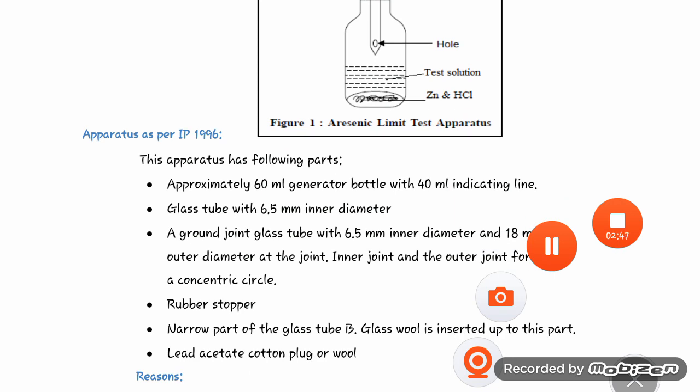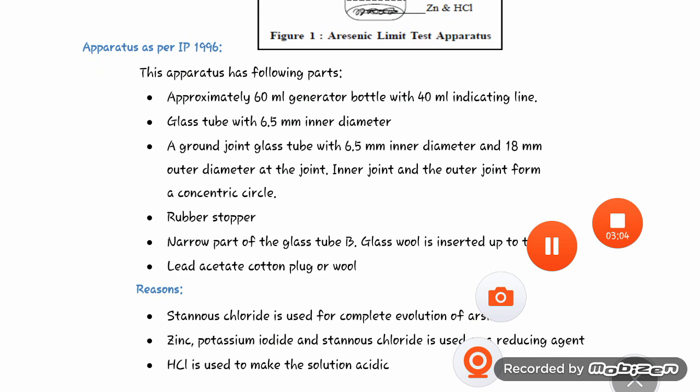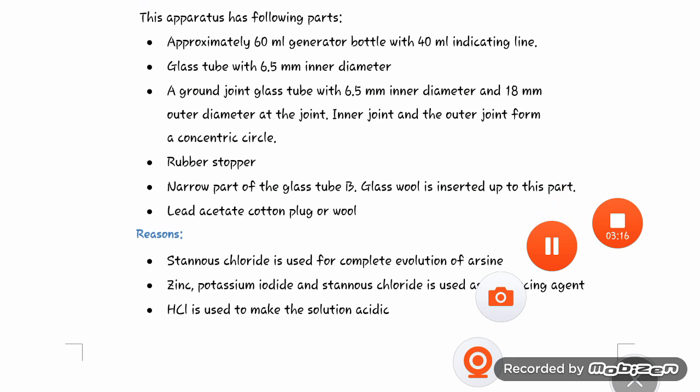Apparatus as per the IP 1996 has the following parts. A 60 ml generator bottle with a 40 ml indicated line, a glass tube with 0.5 mm inner diameter, and a ground joint glass tube with 0.5 mm inner diameter and 18 mm outer diameter at the joint. Inner joint and the outer joint form a concentric circle. Rubber stopper, narrow part of the glass tube B. Glass wool is inserted up to this part. Lead acetate cotton plug or wool.